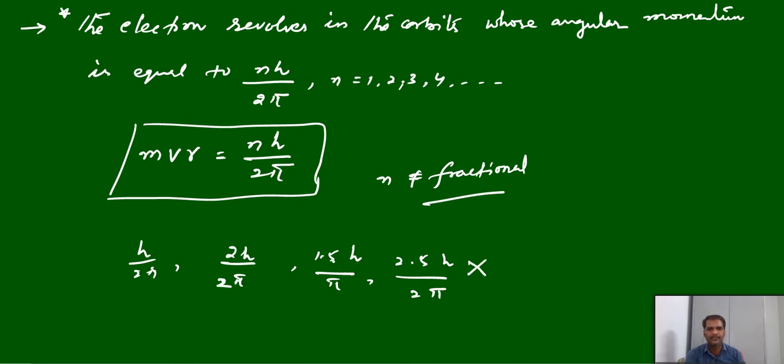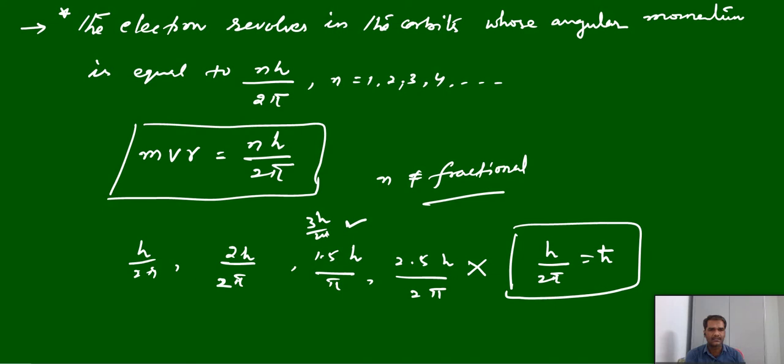What about the third one? 3h by 2 pi. This 1.5 h by 2 pi means 3h by 2 pi, so it is also allowed. You can write it as 1.5 into h by 2 pi. And sometimes they will take this value, h by 2 pi, as h cross.